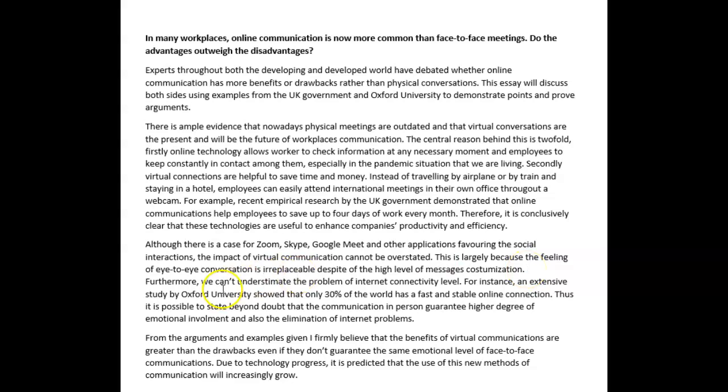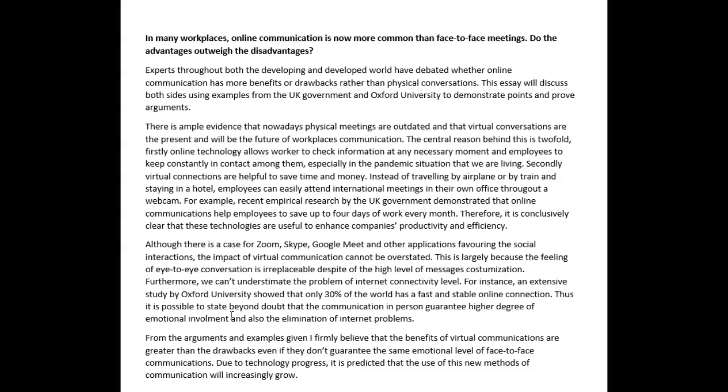Furthermore, we can't underestimate the problem of internet connectivity, full stop. For instance, an extensive study by Oxford University showed that only 30% of the world has a fast and stable online connection. Thus, it is possible to state beyond doubt that the communication in person guarantees a higher degree of emotional involvement, careful with your spelling, and also the elimination of internet problems.